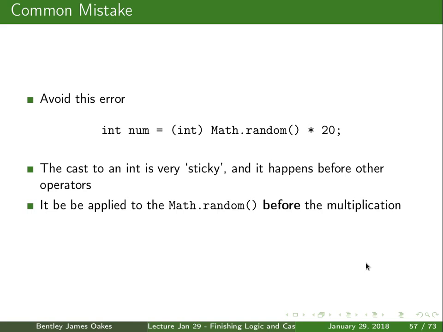So the cast applies to the math.random before the multiplication, so you get 0. So we're always multiplying by 0, and then you're always going to get 0 in your number, and then you're going to wonder why your program never gives you anything different. It's very, very annoying, a very common bug, and it happens all the time. That happens because the cast applies to the value it's in front of before anything else.